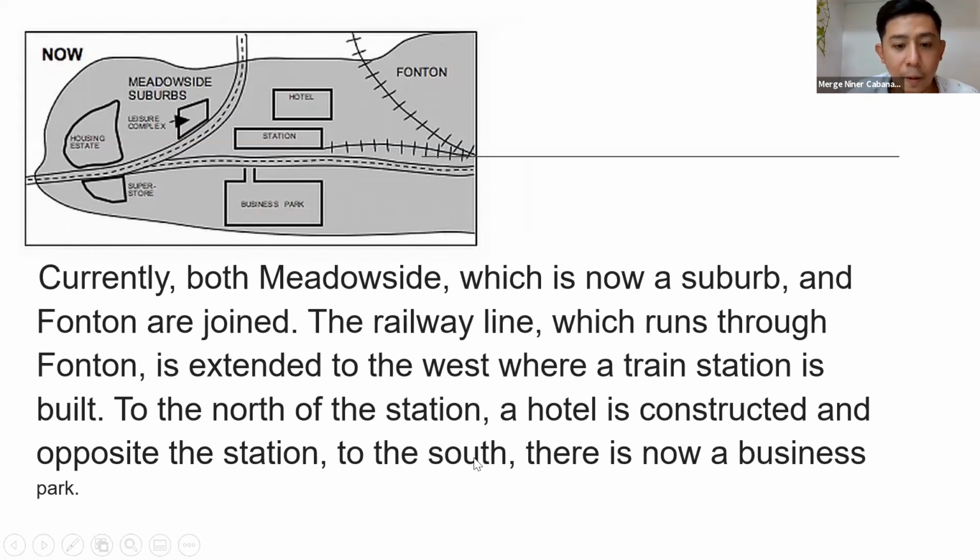Currently, both Meadowside, which is now a suburb, and Fontaine are joined. The railway line, which runs through Fontaine, is extended to the west. So here is the railway line. It is now extended here, where a train station is built, and this is a station. To the north of the station, where is the north? The upper part. So here's the station. Let's go up. There is now a hotel, and there's now a business park right here. And that is how I interpreted my task for this example.